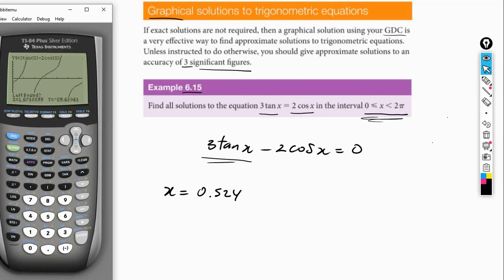And it's going to appear below in a second. There it is. So left bound, hit enter. Right bound, we go above the curve to the right a little bit. Hit enter and then guess. And there's our other solution. So the next solution is 2.62 to 3 significant figures.